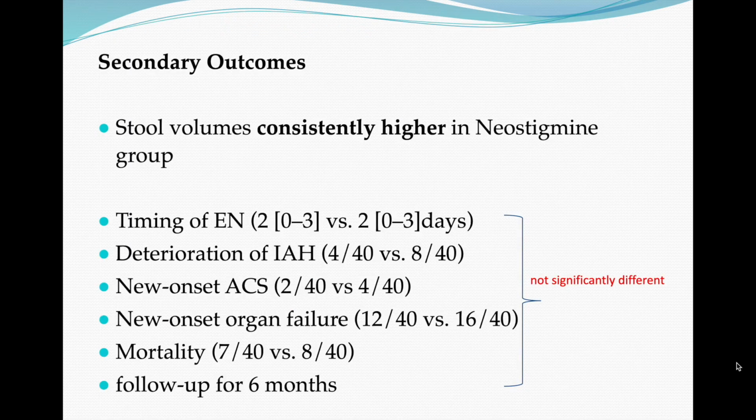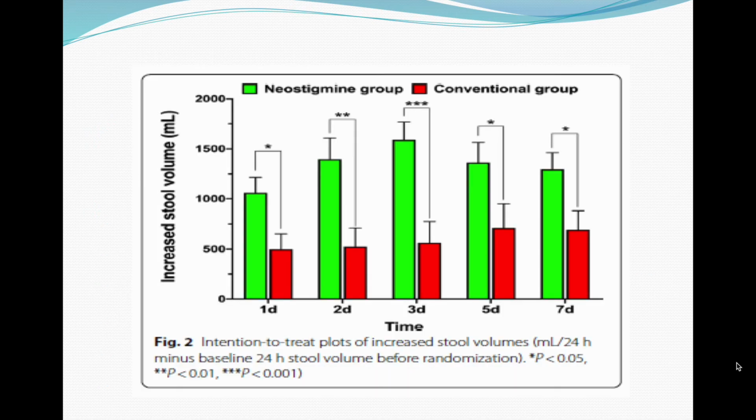So secondary outcomes: stool volume was consistently higher in the Neostigmine group, and that was also significant. However, the timing of enteral nutrition, the deterioration of IAH, new onset ACS, new onset organ failure, and mortality, 7/40 versus 8/40, with follow up for 6 months, showed no significant difference. So this is the intention to treat plot of increased stool volume at 24 hours, that was definitely significant. In the Neostigmine group, the volume was quite higher on day 1, day 2, day 3, day 5, and day 7.